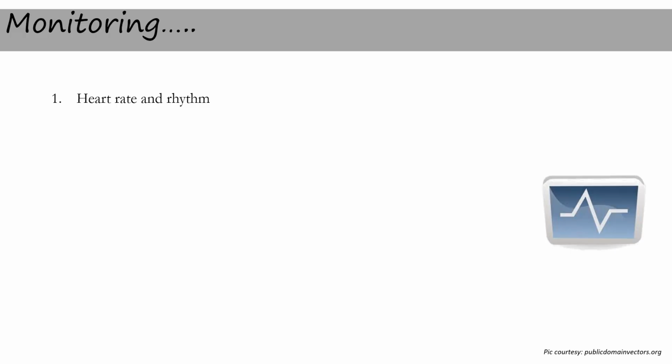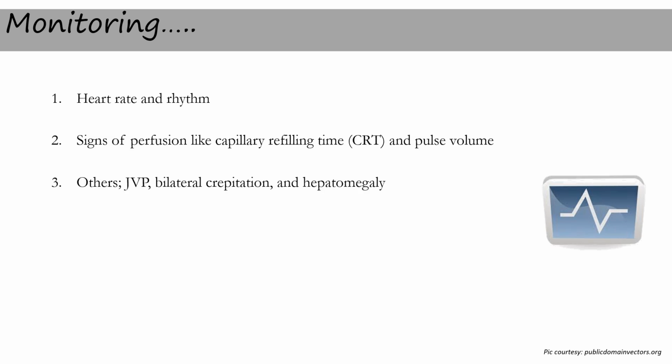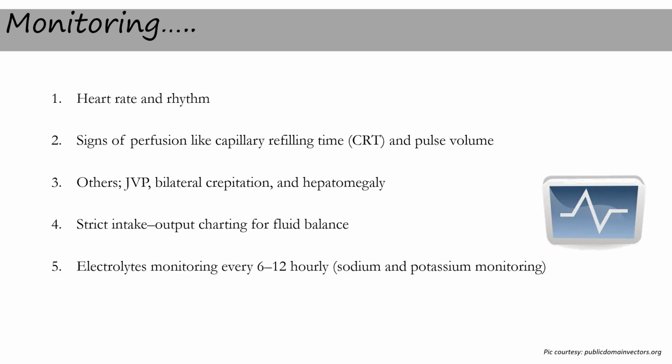One must monitor heart rate and rhythm because the child is at risk of arrhythmia. Improvement in heart rate indicates a response to treatment, whereas persistent or worsening tachycardia indicates a failure of the given treatment and indicates further assessment. Besides, capillary filling time and pulse volume, JVP, bilateral crepitations, and hepatomegaly, strict input-output charting for fluid balance should be looked for. Electrolyte monitoring should be done every 6 to 12 hourly, including sodium and potassium. POCUS for inferior vena cava diameter and cardiac contractility is a latest and a really very useful tool for bedside monitoring.